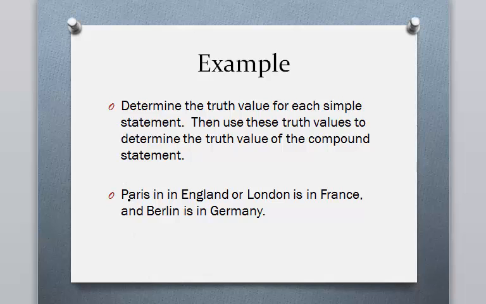Let's look at each one separately. Paris is in England. We need to determine whether that is true or false. We know that Paris is in France, not England, so this statement is false. Our second statement says London is in France. Again, we know that this is false because London is in England. Our third statement says Berlin is in Germany, and we know that this one is true.